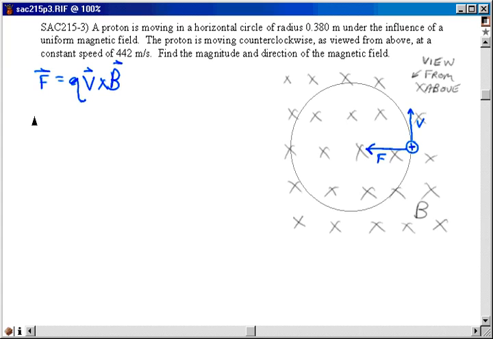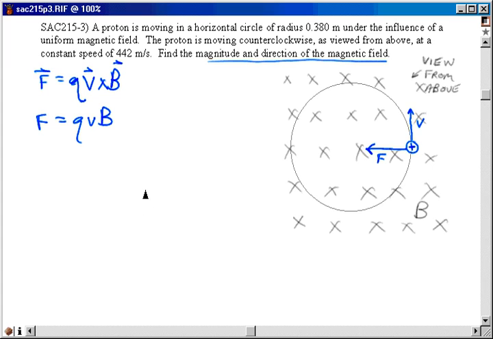So the force, which is in general QV cross B, has a magnitude which is just given by QVB, whereas normally it would be QVB sine of theta. The angle between V and B is 90 degrees, and sine of 90 is 1. The way I like to look at it, when they are exactly perpendicular, the cross product in magnitude is just the product of the magnitudes of the vectors. Okay. They're looking for the magnitude and the direction of the magnetic field.